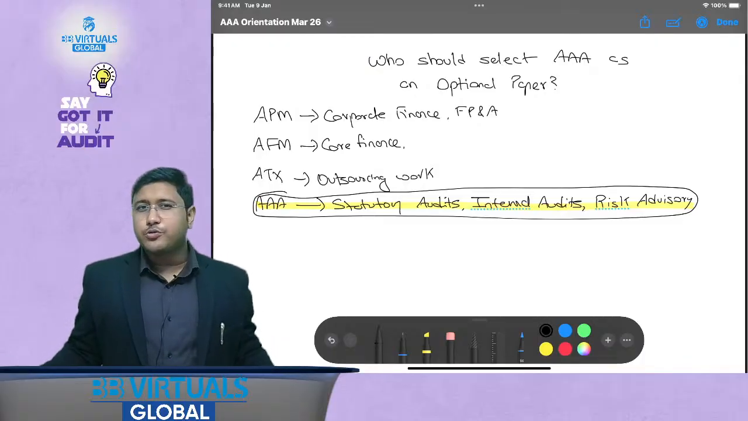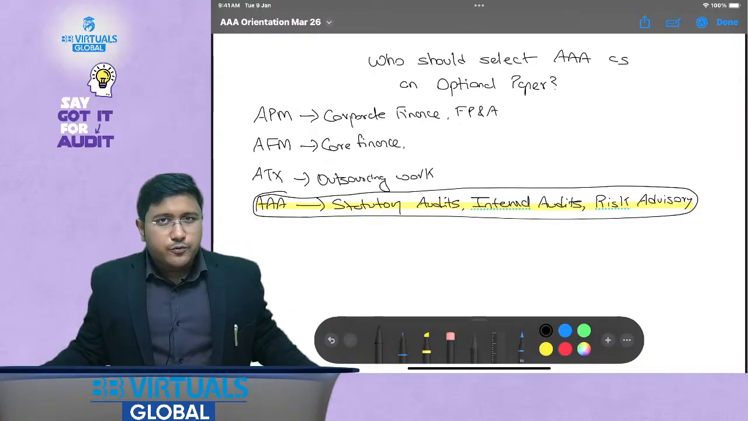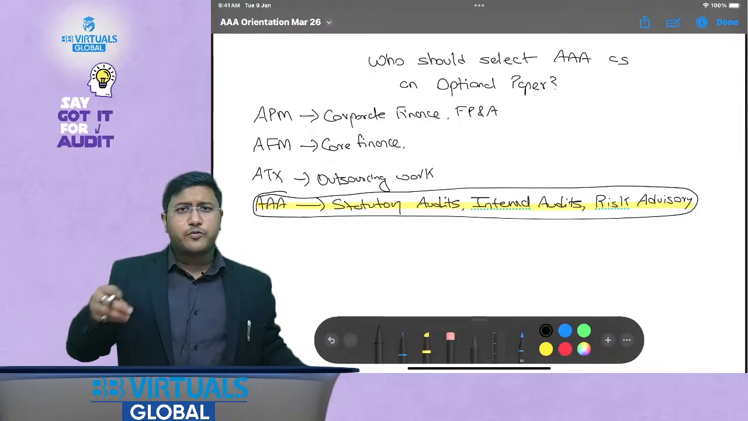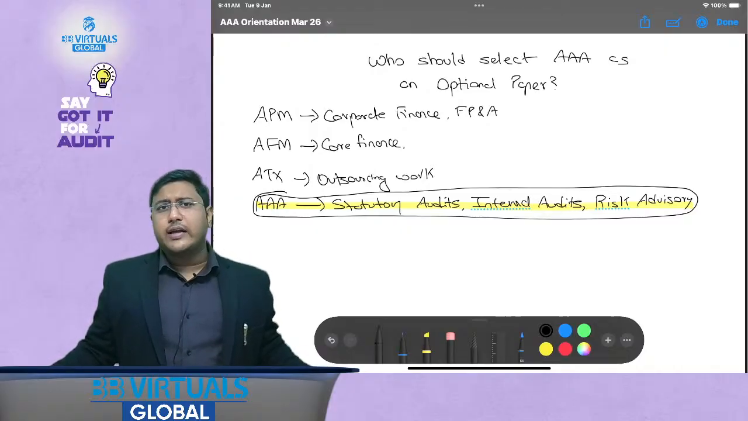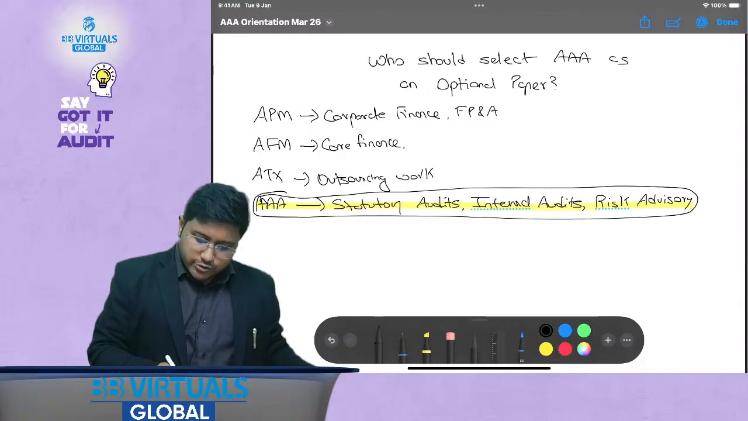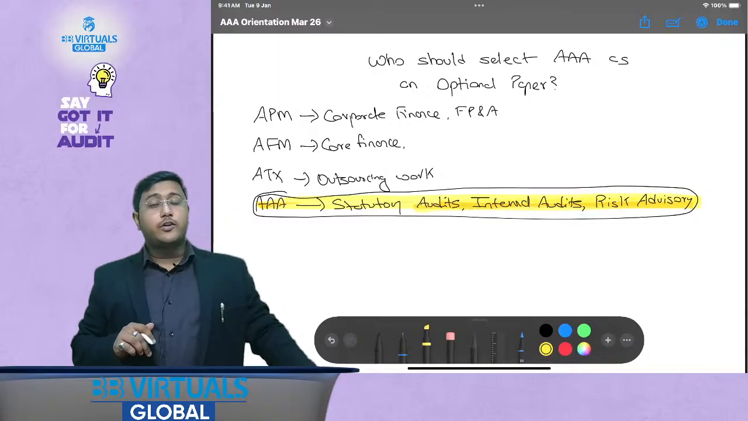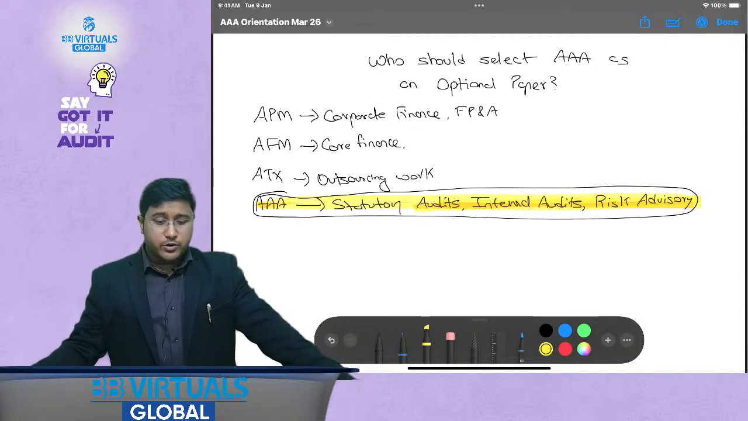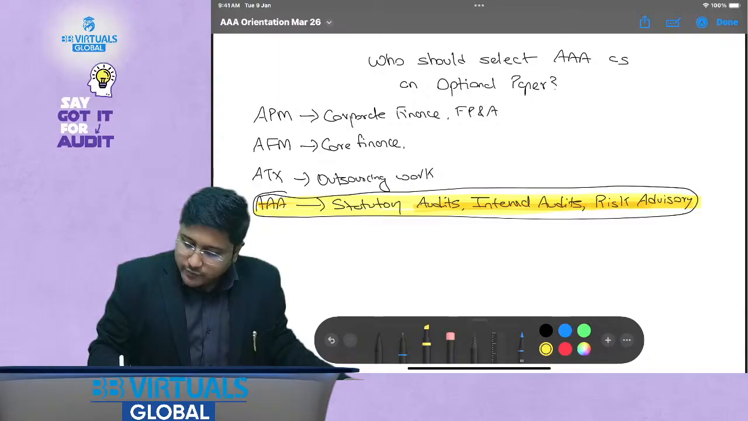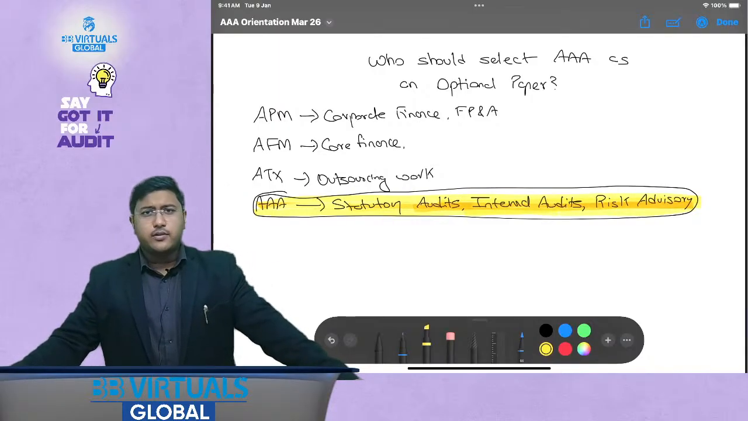Now what happens is, if you don't select AAA as your optional paper, then you might not be eligible to apply for those jobs. Therefore I would request that if your vision is to work in the assurance sector, audit sector, or in the Big Fours, you should select AAA as your optional paper, so that you have your base solid and you do not need to study after you qualify as an ACCA. You would not need to study the auditing standards then, because all of those assurance jobs might be reserved for people who have knowledge of the assurance domain, of the ISAs and related standards.